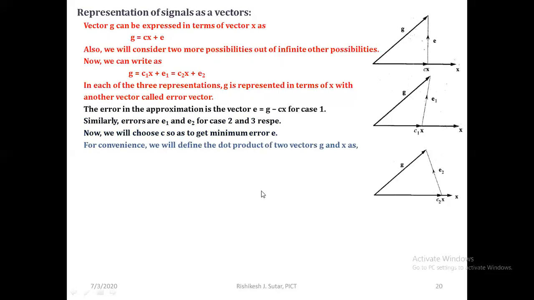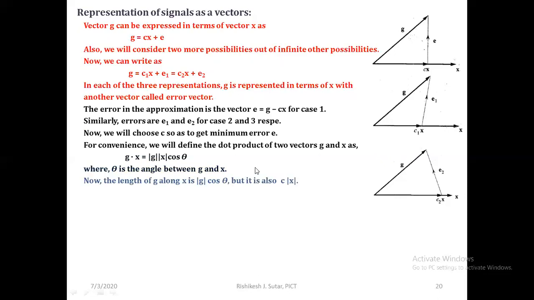For convenience, we will define the dot product of two vectors g and x as g dot x is equal to mod g mod x cos theta, where theta is the angle between g and x. Now, the length of g along x is mod g cosine theta, but it is also equal to cx. So we can write c mod x is equal to mod g cosine theta.